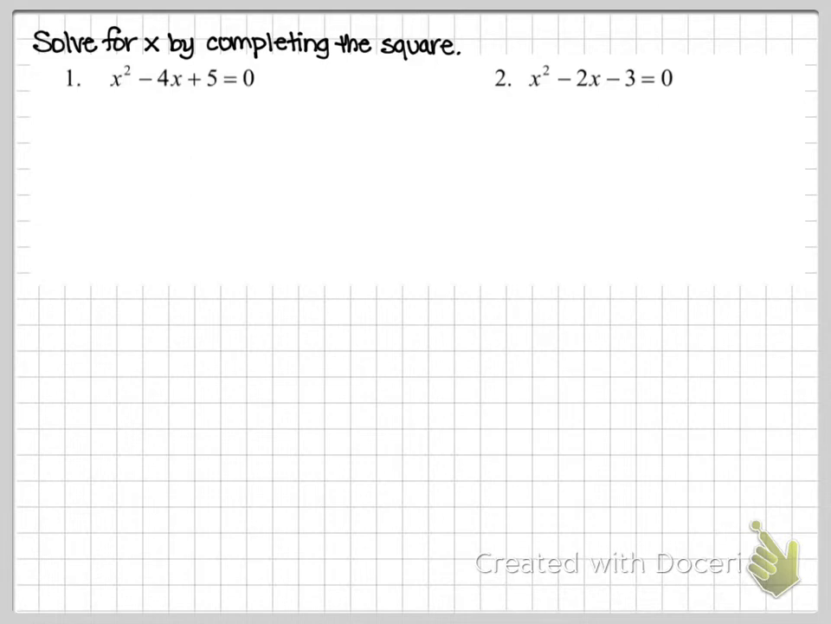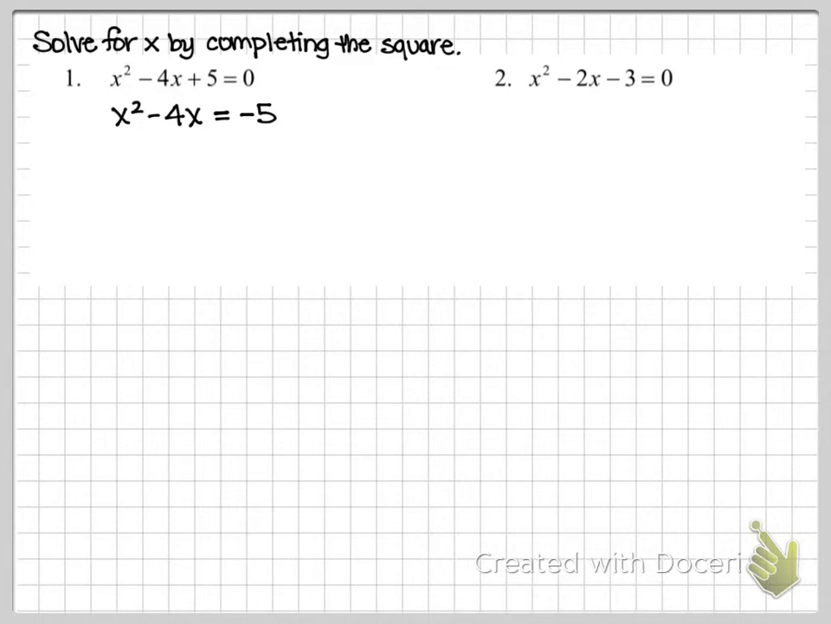So let's take a look at question number 5. Question number 1, we want to complete the square. So same process. I'm going to go through this one just a little bit faster. Move the constant to the other side, just to get it out of the way. It's the only reason. So the 5 is going to get subtracted to the other side.